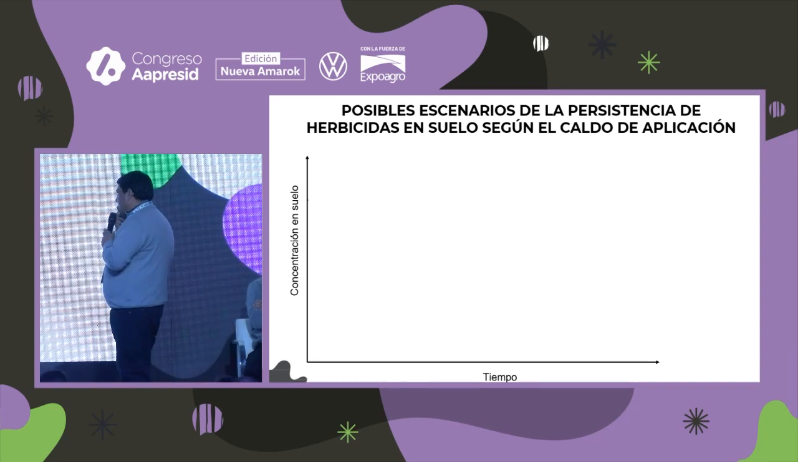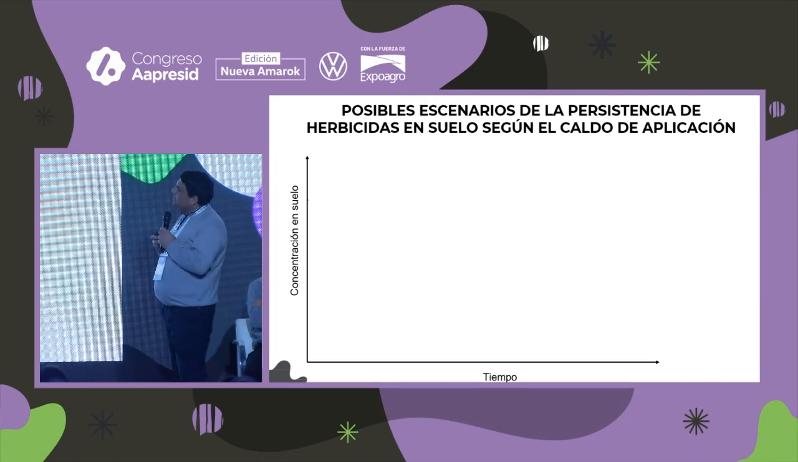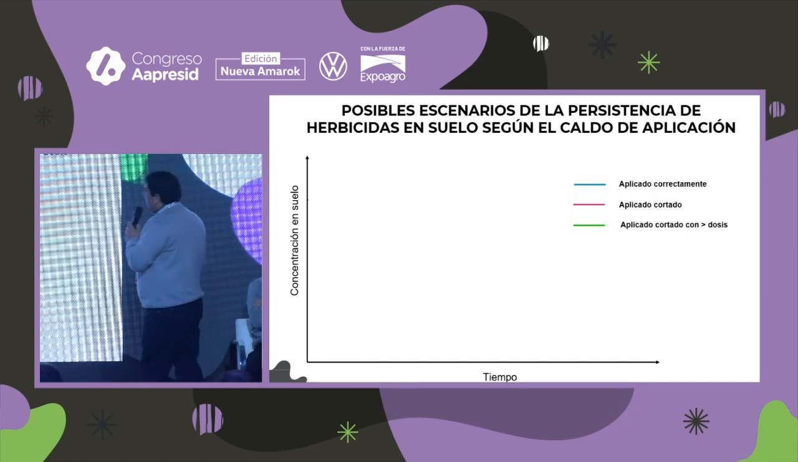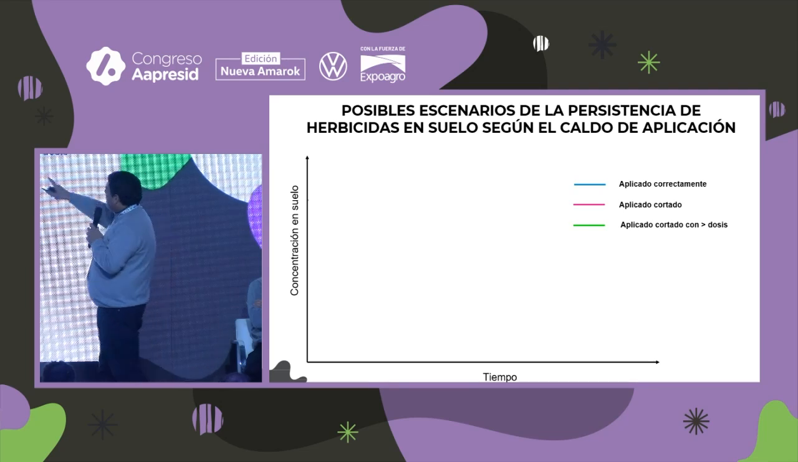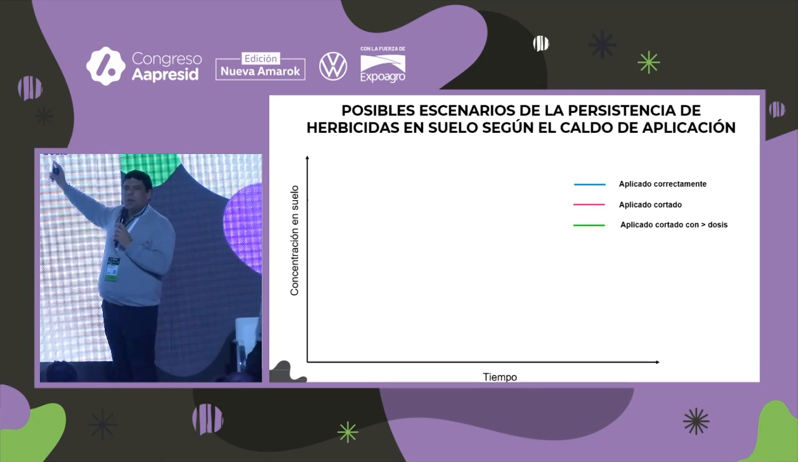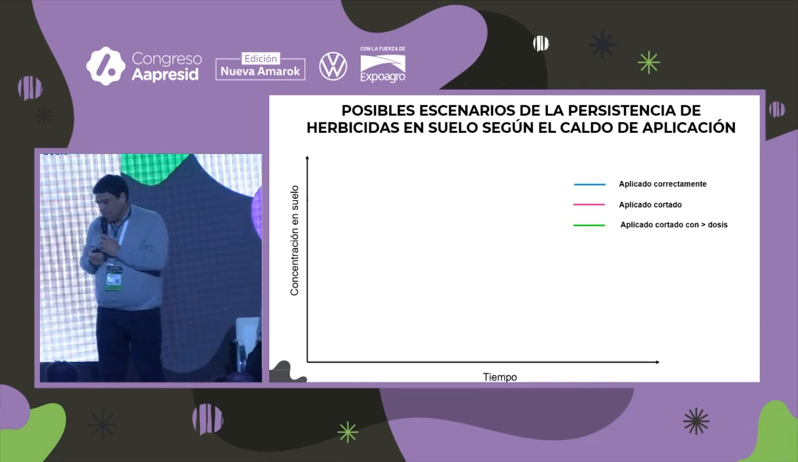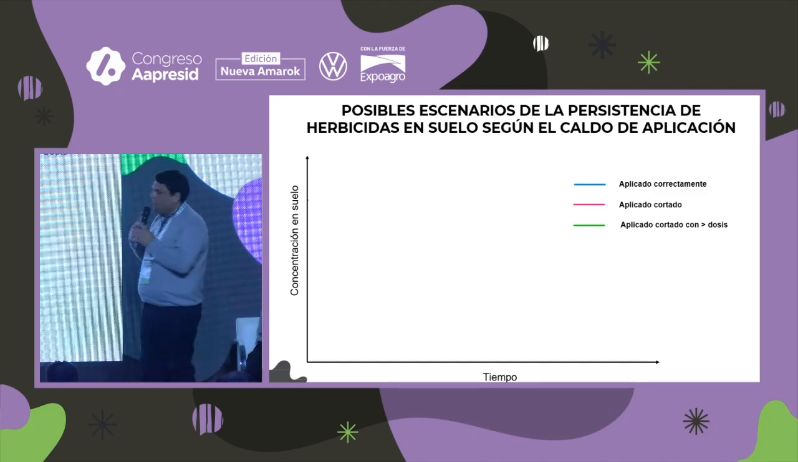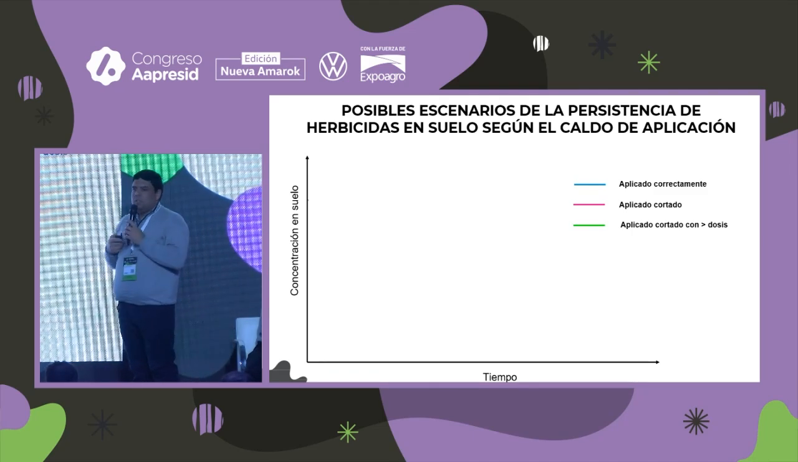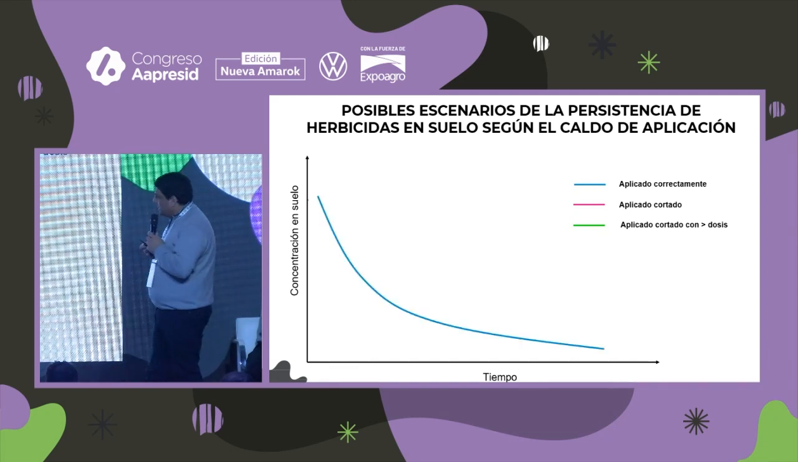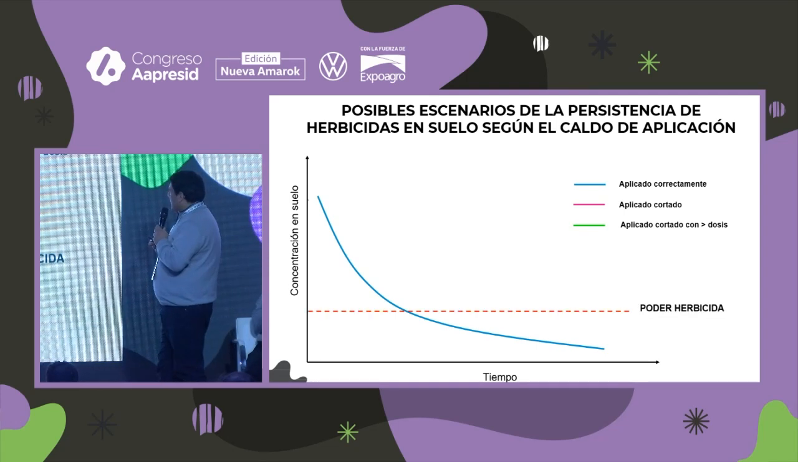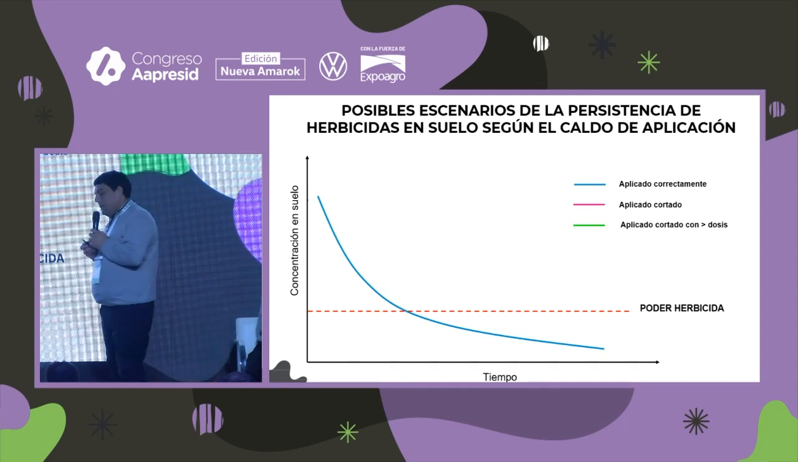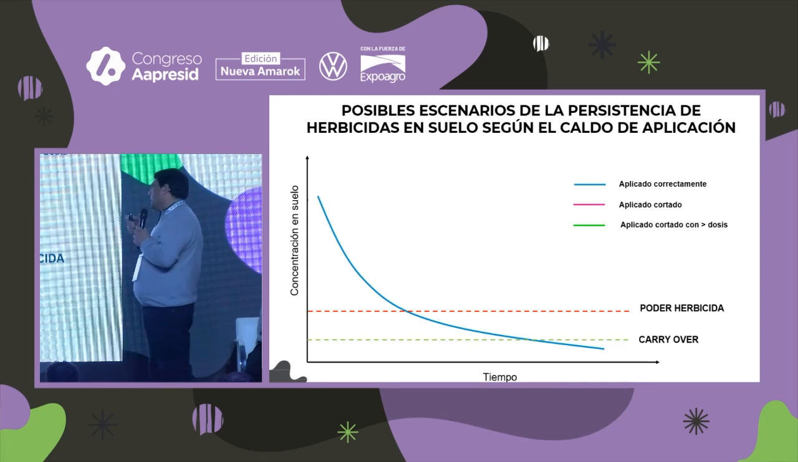So if we make a graph and we look at the concentration of an X herbicide, and we come up with 3 different scenarios: one that is correctly applied, atrazine in water, correctly applied, or atrazine that has been cut or applied together with a liquid glyphosate, or a third scenario that we normally apply because herbicides sometimes don't work, the same as the second scenario but increasing the doses. So if this is the ideal scenario for the application of a herbicide in a correct way, this would be the line under which it stops behaving as a herbicide, and this is the line where it still has a carryover effect.